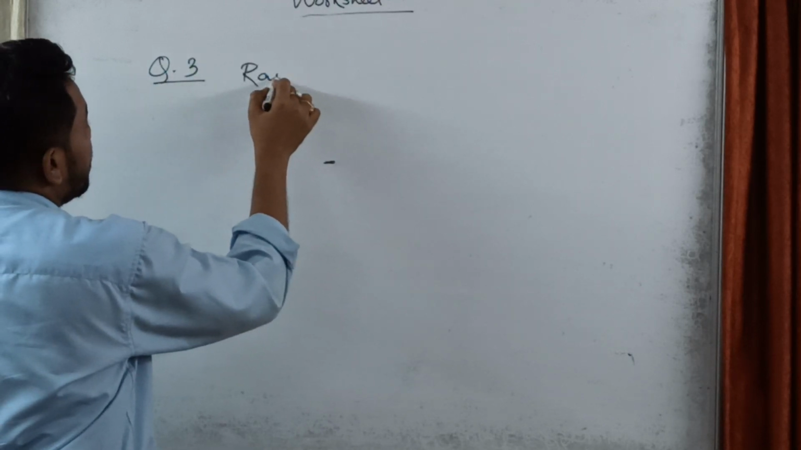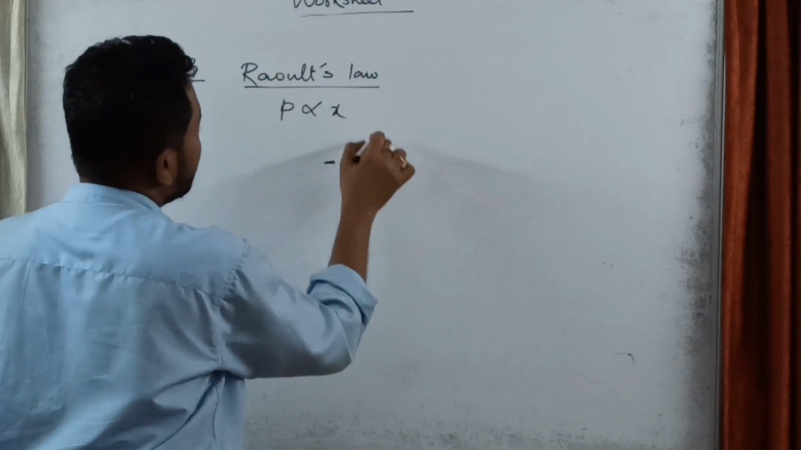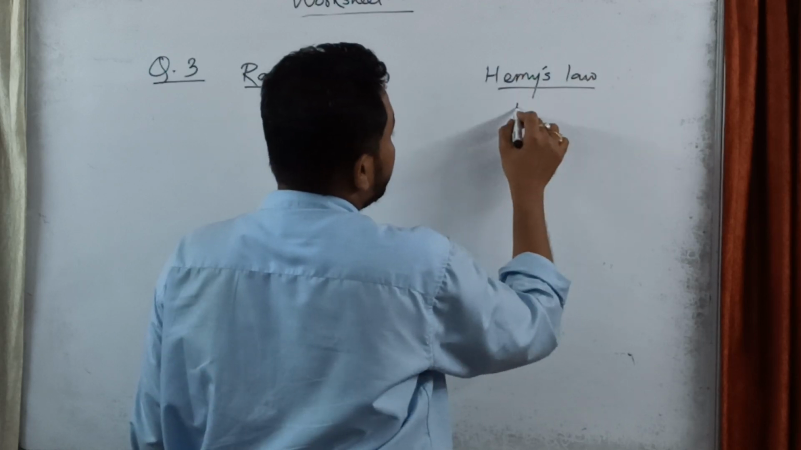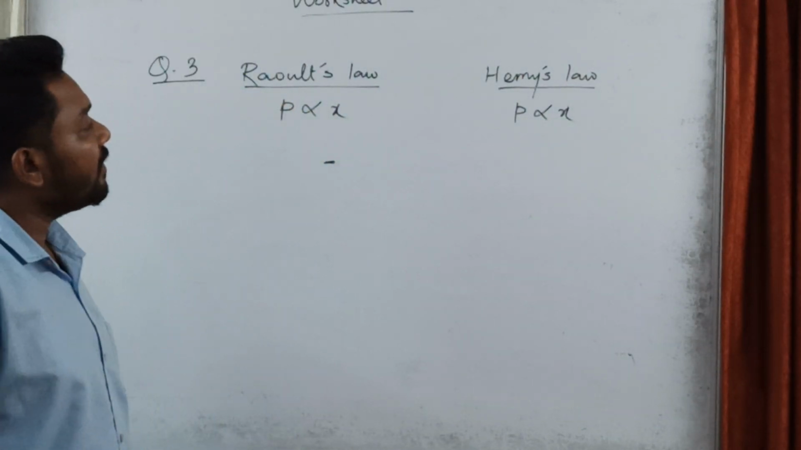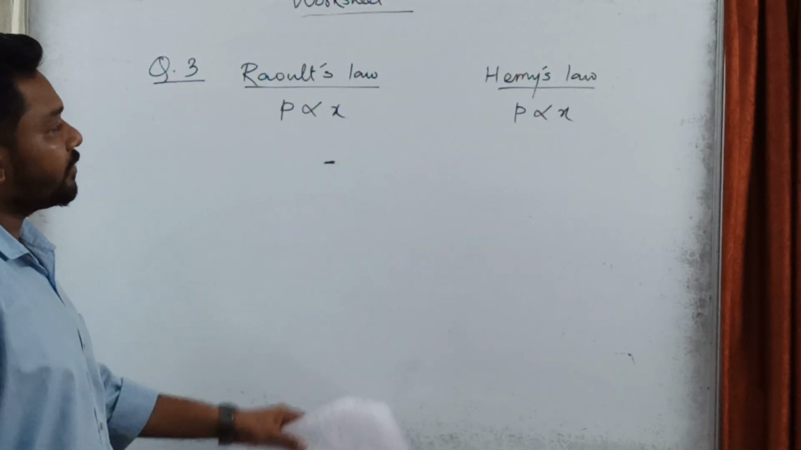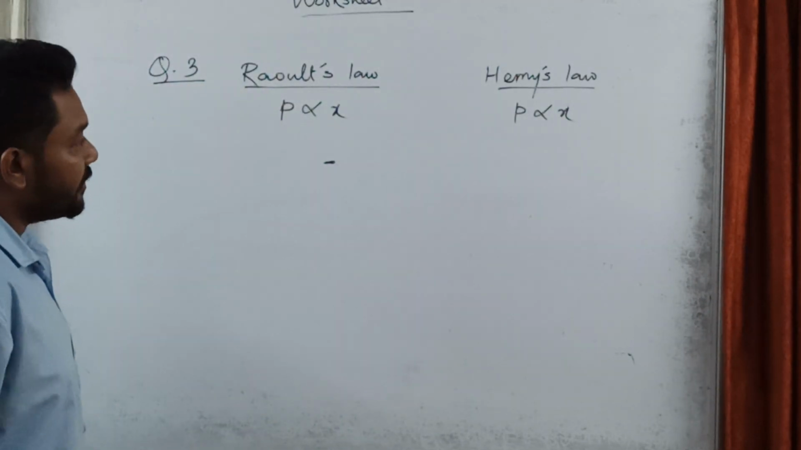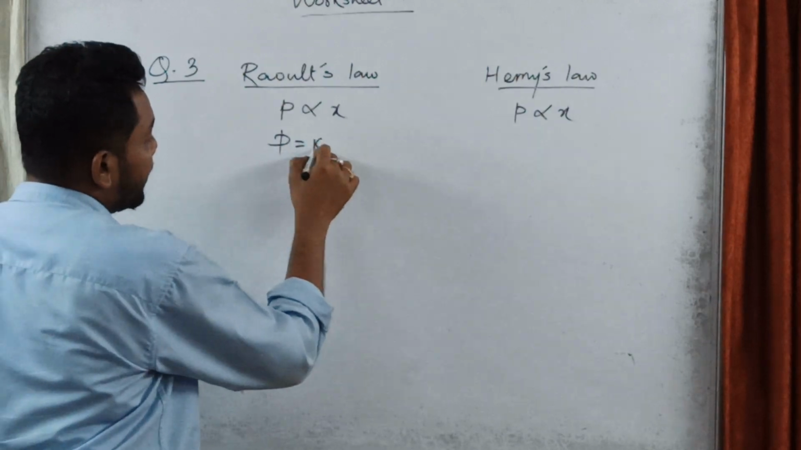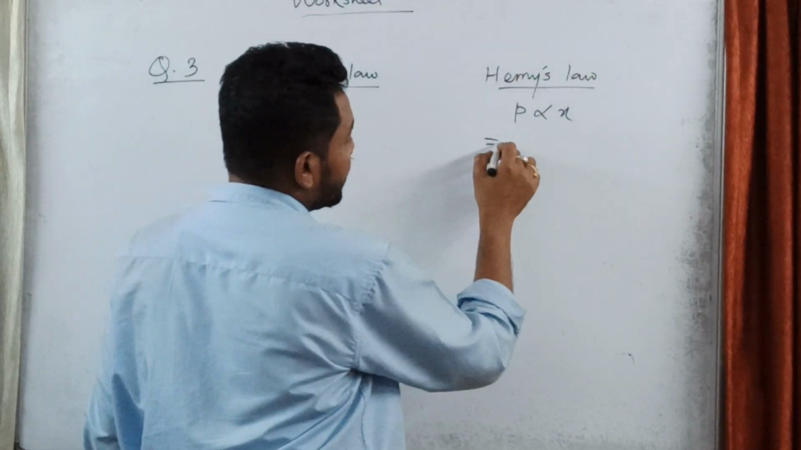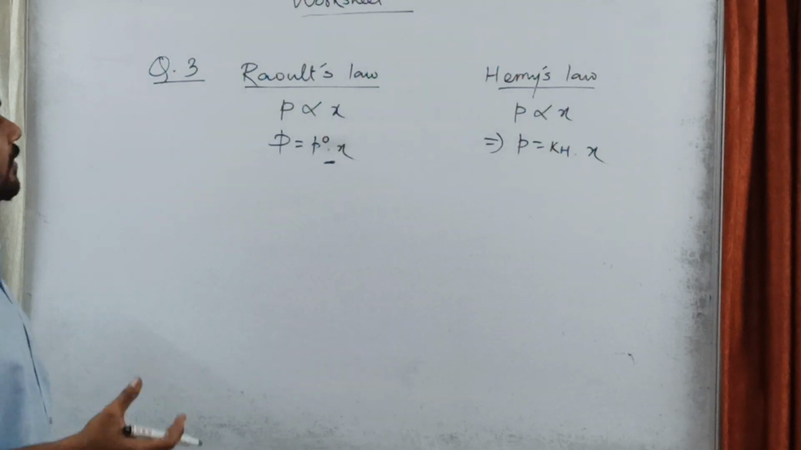According to Raoult's law, you know that P varies as X, and according to Henry's law also, P varies as X. In both cases, you can see partial pressure is directly proportional to the mole fraction. So this is the similarity. If you simply equate it, in case of Raoult's law, P equals P naught X, and in case of Henry's law, P equals KH into X, nothing else. So that is basically the similarity.